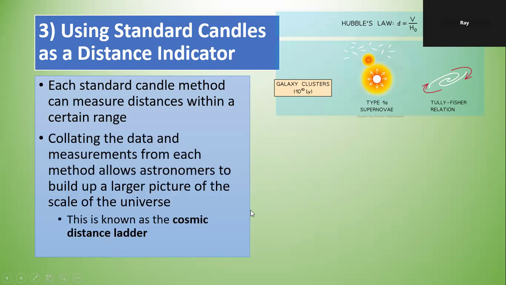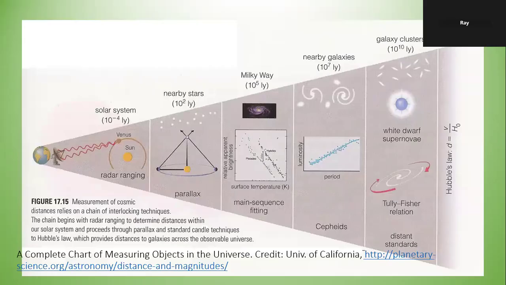Collaborating the data and measurement for each method allow astronomers to build up a larger picture of the scale of the universe. This is known as cosmic distance ladder. Right? That's what it means. For the Sun and the Earth, we use radar ranging. Then for nearby stars, we can use parallax method. We don't need to know all this. This is just to whet your appetite in case you are interested.